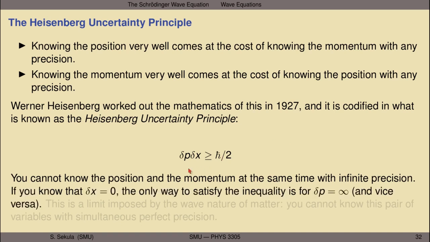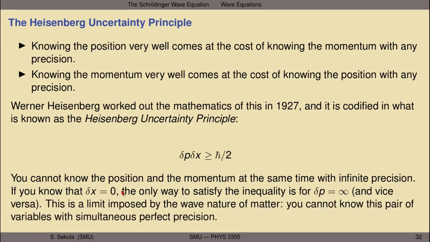And you can see that if you did try to know one of them with infinite precision, that is, delta x exactly equal to zero, so you want to know exactly the position of a matter wave, so you specify an experiment that lets you get infinite precision, no uncertainty on the position, you completely lose control of the momentum. The uncertainty on the momentum blows up to infinity in order to hold this as a constant. That's the only way to satisfy this inequality, is if delta p blows up to infinity as delta x goes to zero. This is a limit imposed by the wave nature of matter.